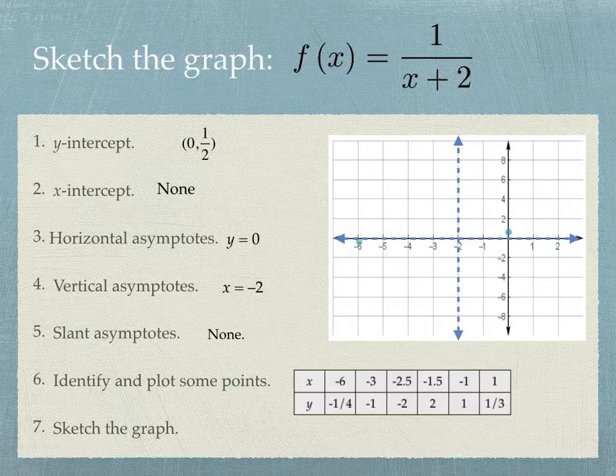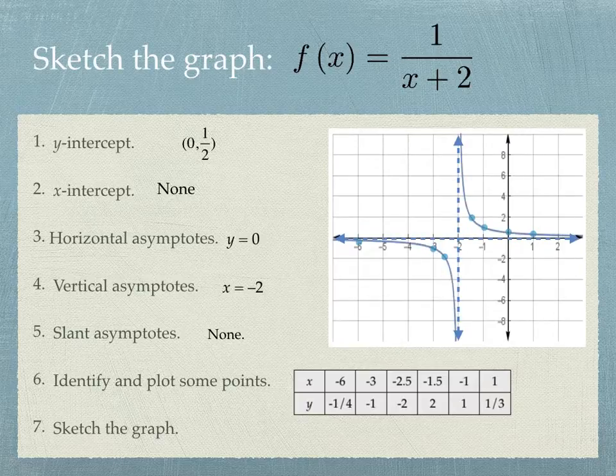So we will plot these points: (-6, -1/4), (-3, -1), (-2.5, -2). And then on the other side of the vertical asymptote, (-1.5, 2), (-1, 1), and (1, 1/3). And so then we'll just connect these dots and we'll sketch the graph, and there is the function f of x equals 1 over x plus 2.